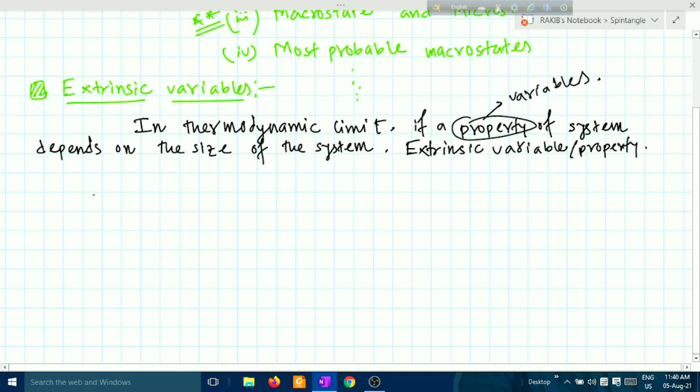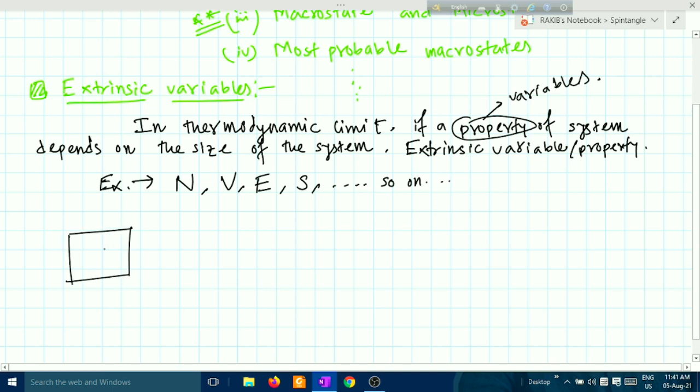This means what? The basic examples of extrinsic variables are the number of particles in a system, volume of a system, energy of a system, entropy of a system, and so on. These are the extrinsic variables because these are the properties which are dependent on the size of the system. This means if I want to increase the size of the system, then what I have to do? I need to increase the volume of the system.